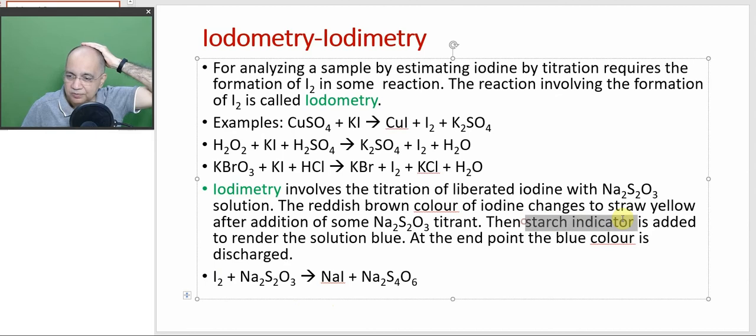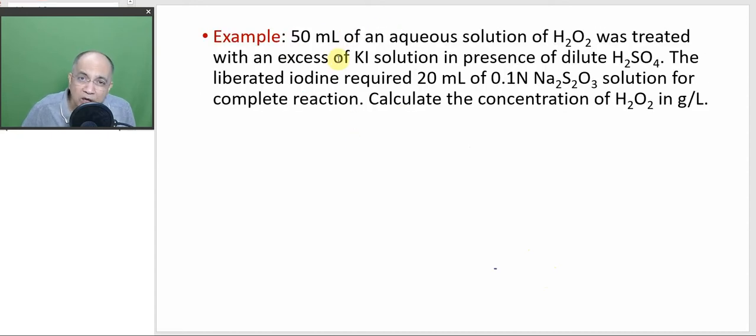Starch is used as the indicator. The moment you add starch solution, the entire solution containing iodine becomes blue. It forms a blue complex, and you go on adding sodium thiosulfate in a dropwise manner till the end point where the blue color of the iodine complex will vanish. That's the end point to know how much of the titrant, that is sodium thiosulfate, is consumed, right? Now let me concretely discuss with you a problem relating to iodometry and iodimetry, right?